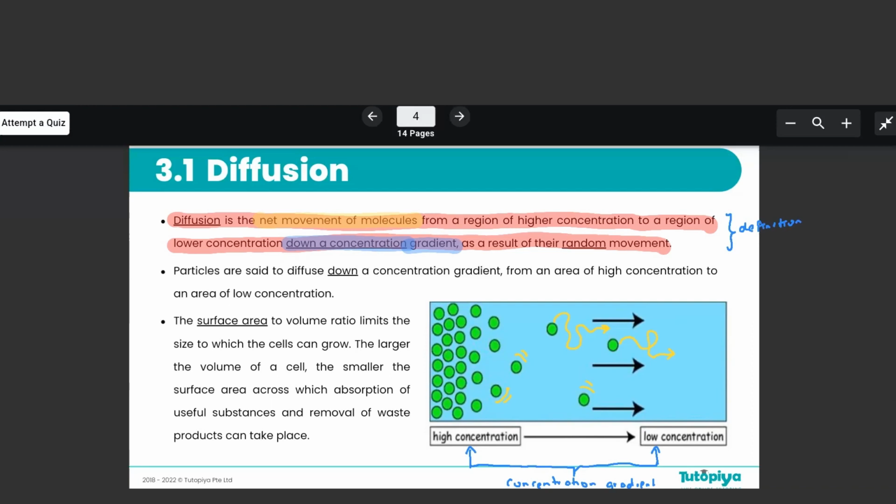So you might be wondering why we are learning this for biology, right? Where exactly does this apply inside a biological organism? So here's the answer. Diffusion takes place across every single cell of our body.